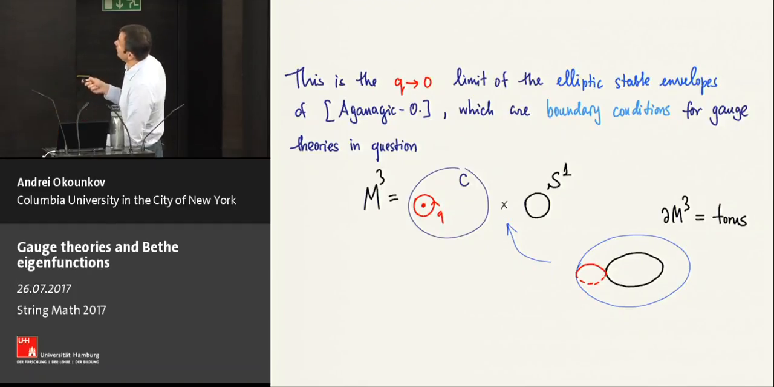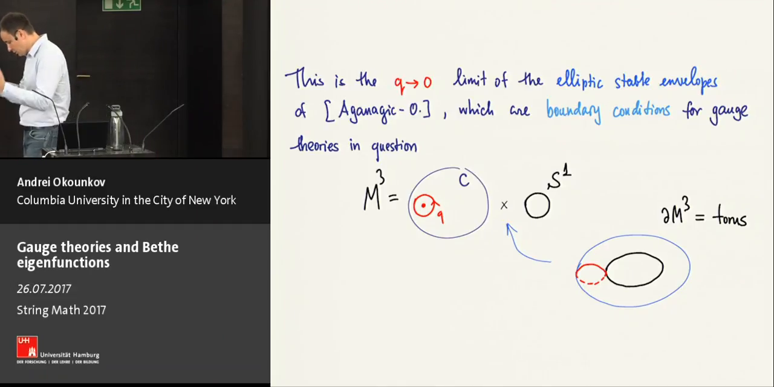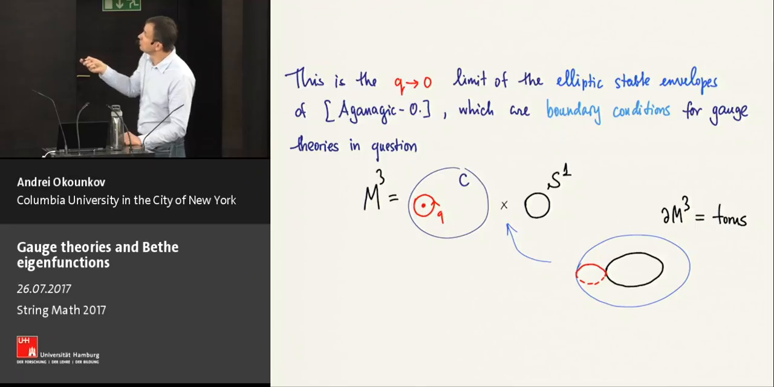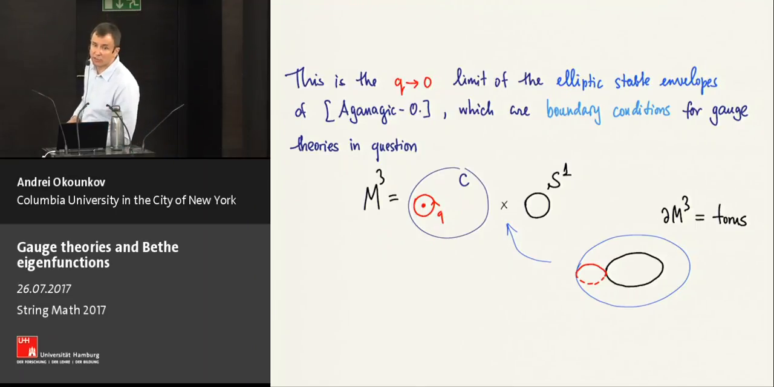So in three dimensions, the kind of boundary we'd like to consider is that if I cut out a disk out of my Riemann surface, then the boundary becomes the torus: that disk cross the time circle. The variable q which I have in the problem could be interpreted as a modulus of that torus, and then the stable envelopes that describe it can be interpreted as boundary conditions, the elliptic stable envelopes. The elliptic stable envelope is some elliptic thing to which you marry your gauge theory on the boundary of your spacetime.